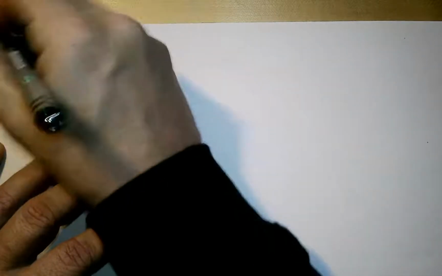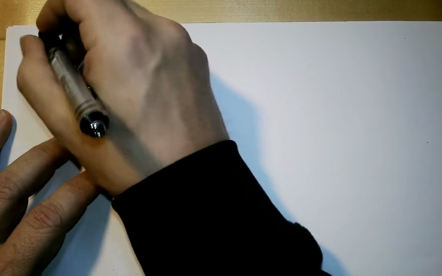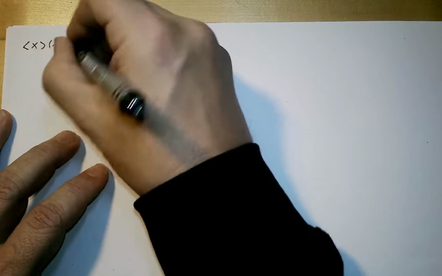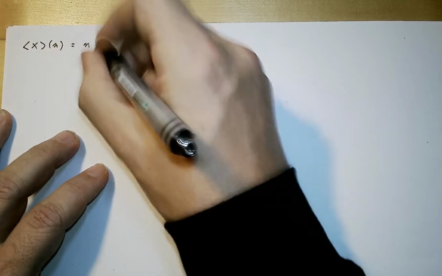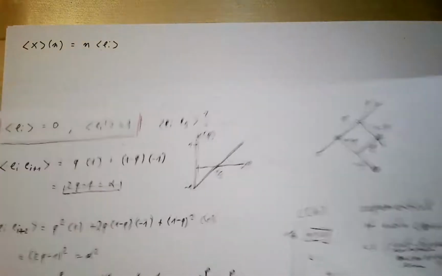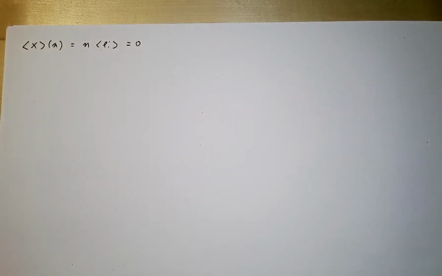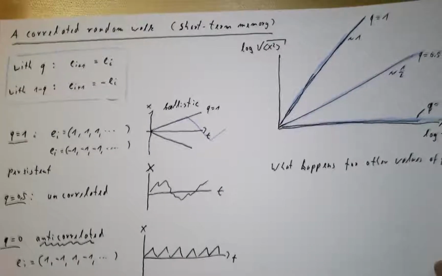Okay, so let's calculate this. We want to know now for the walker, what is the expectation of our walker after n time steps? And look up in your script. So this was n times the expectation of the increments, but the increments are 0, so this means also on average the walker does not increase its position. And that's also what we saw here in these examples.